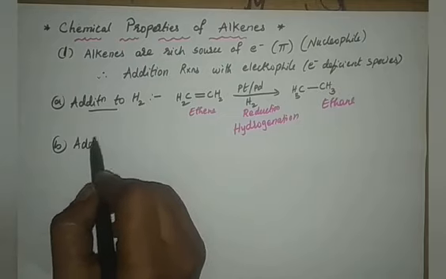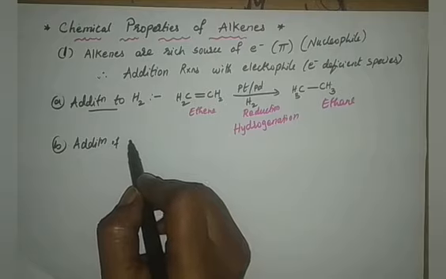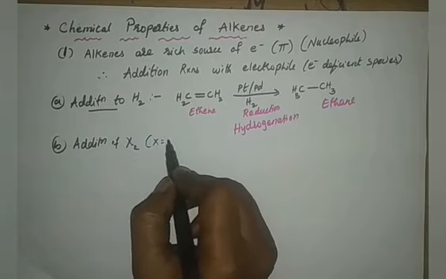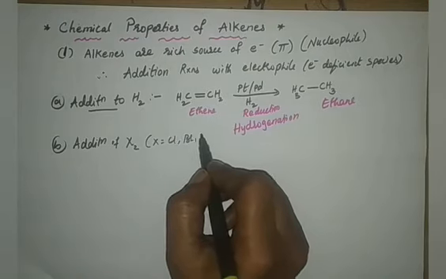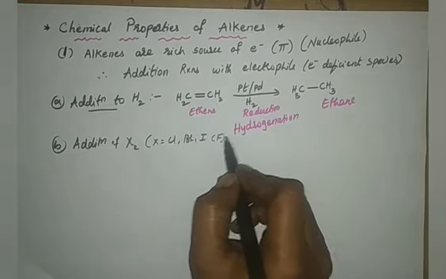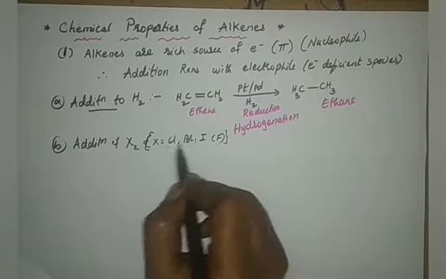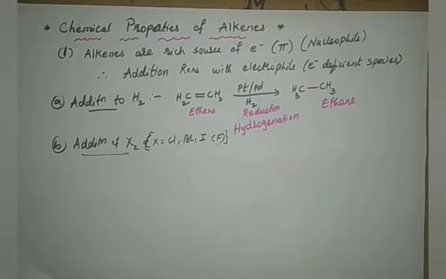addition of halogens. What are halogens? X2. X can be fluorine, chlorine, bromine, and iodine. Generally, we won't consider fluorine because it is more reactive and different from the other halogens, right? So addition of X2. X2 means Cl2, Br2, I2, like that.